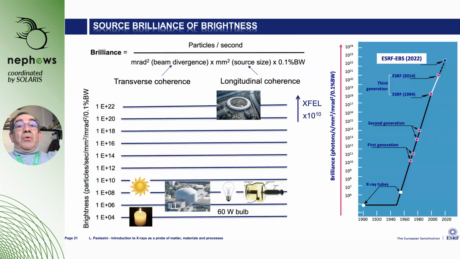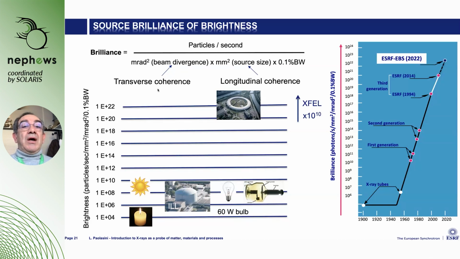And it's time to define the quality of the source, and this is valid for any kind of source emitting some form of radiation, including neutrons, which is called brilliance or brightness. The brilliance is the number of particles per second with respect to the beam divergence, the source size, and the quality factor concerning the spectrum of the emitted radiation.